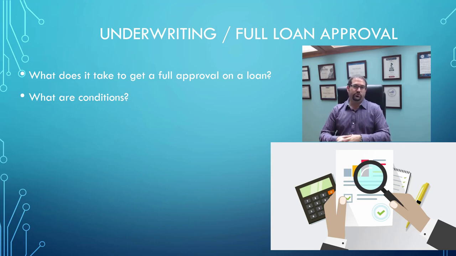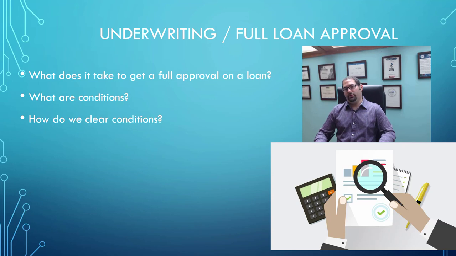So all conditions are requests for additional information or documentation. The most common ones I see would be explanation of a specific deposit on your bank statement, a question about a previous address or an inquiry on your credit, maybe an additional pay stub or additional bank statement or retirement statement. Those are really the most common, but conditions could be any and everything that the underwriter may need to finish the validation of your loan application and issue that full loan approval.